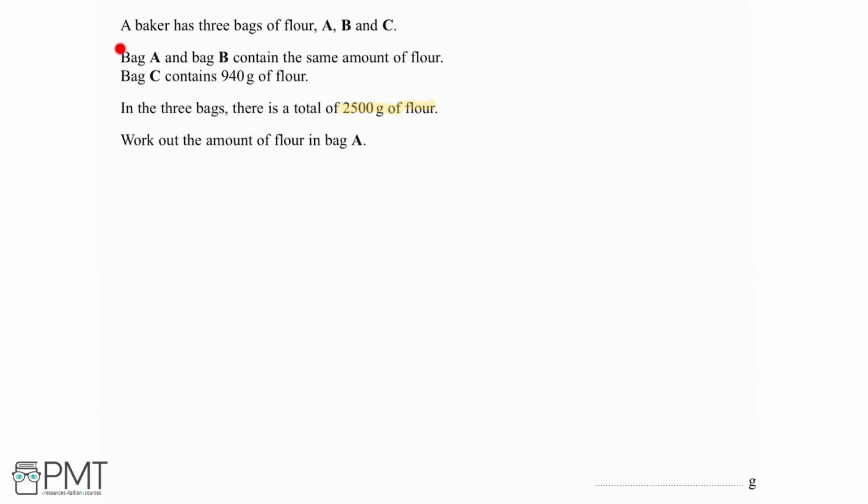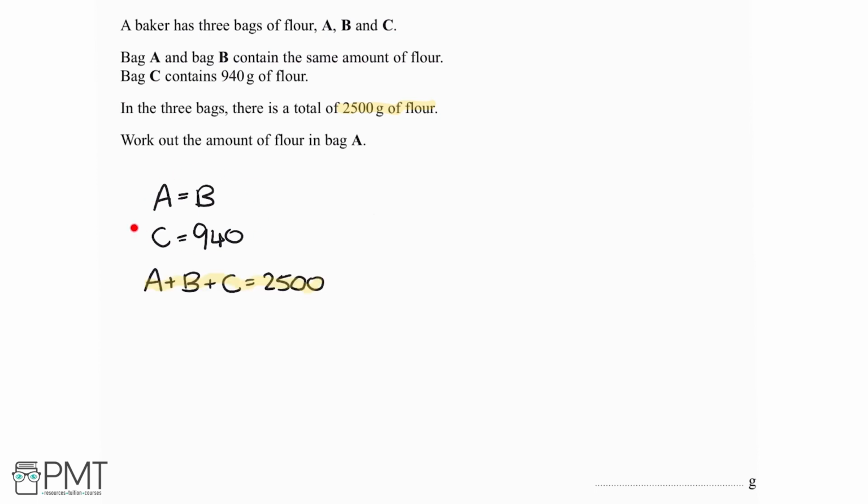Okay, so I'm going to focus in on this line first. So we're told that bag A and B contain the same amount of flour. So I'm going to say bag A equals bag B. Now this line, bag C, contains 940 grams of flour. So I can directly write C is equal to 940. And now this line, we can see that in 3 bags, the total is 2,500 grams. So I can write A plus B plus C equals 2,500 grams.